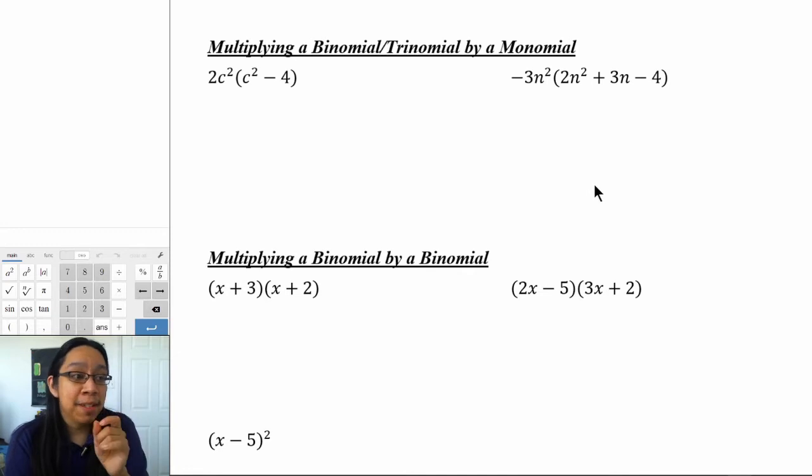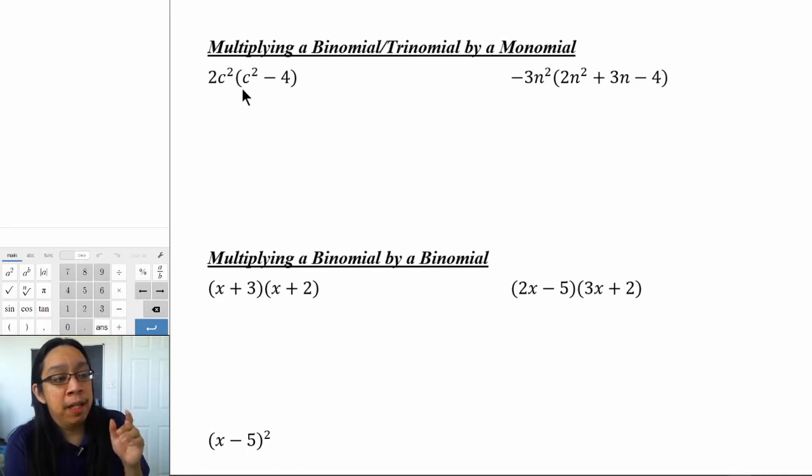And that twist is that we're not just going to be distributing a number, but we're also going to be distributing a variable. So let's go ahead and get started and see how distributing a variable is not so bad with a lot of the examples we're going to see here. So look at this first example. We have 2c squared times c squared minus 4. So this is an example of multiplying a binomial by a monomial.